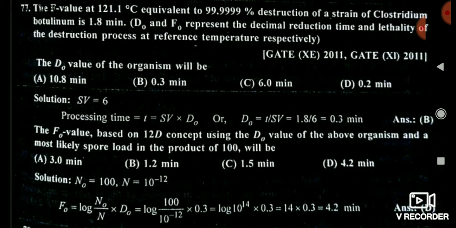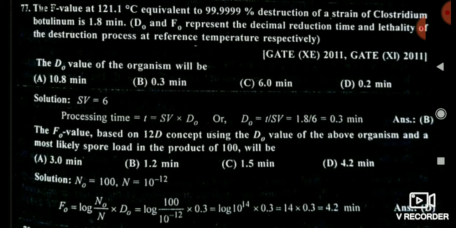no friends, the D naught value is not given. Here the F value is given, means the processing time is given, and it is asking about the D naught value. Means initially we had N naught amount of microorganisms and the total processing time, the F value, is given, and finally that N naught amount of microorganisms reduces by 99.9%, means the final will be 1 minus 99.9 divided by 100.